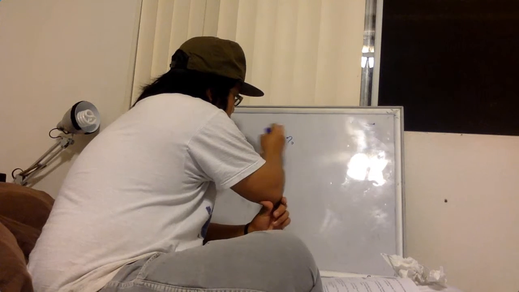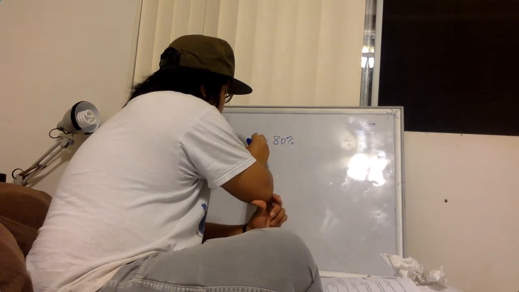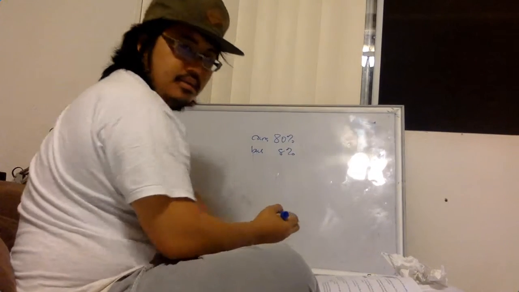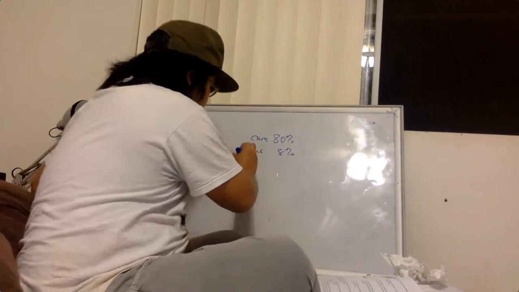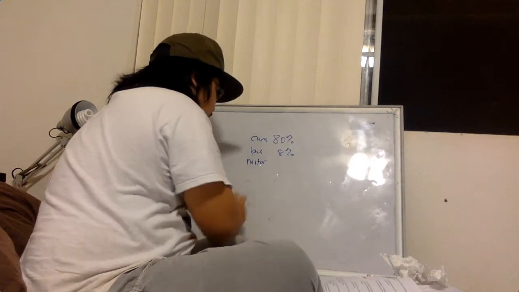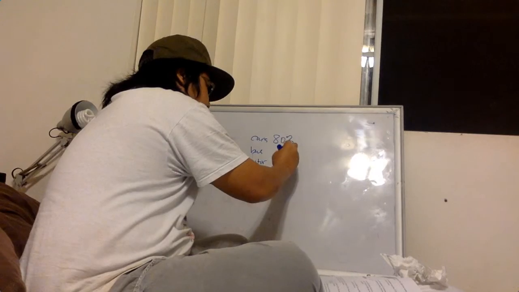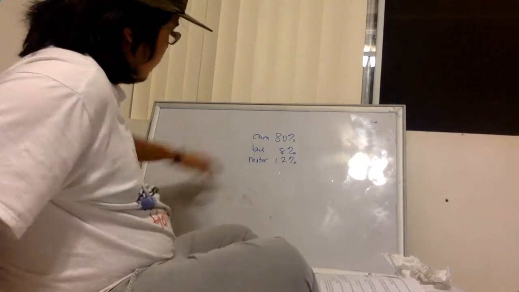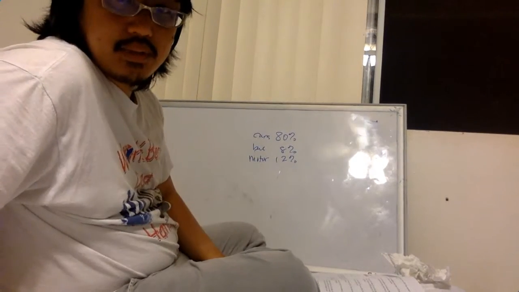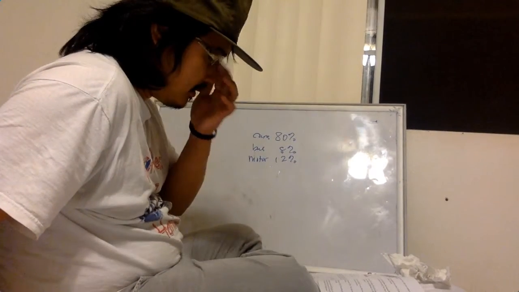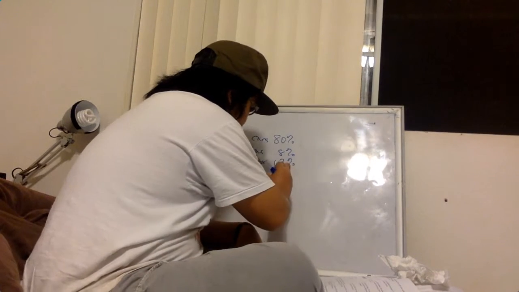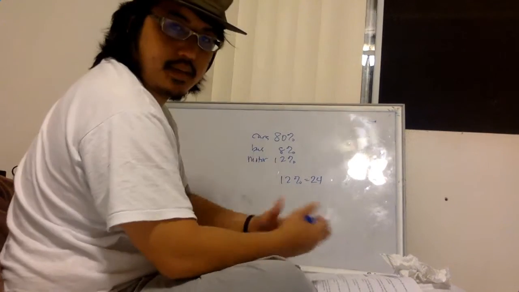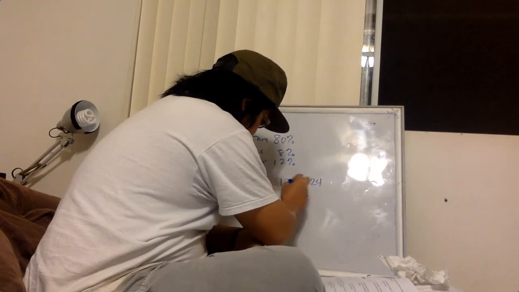If there are 24 spaces for motorcycles, how many spaces are there for buses? All right. So I know that 80% is cars. The bus is 8%. And the rest is for motorcycles. So that means motorcycles must have 12% of them, because 80 plus 8 plus 12 is 100% altogether. Well, that makes sense. All right, so I know that 12% is equal to 24, because that's what the problem said. I divide both sides by 12.